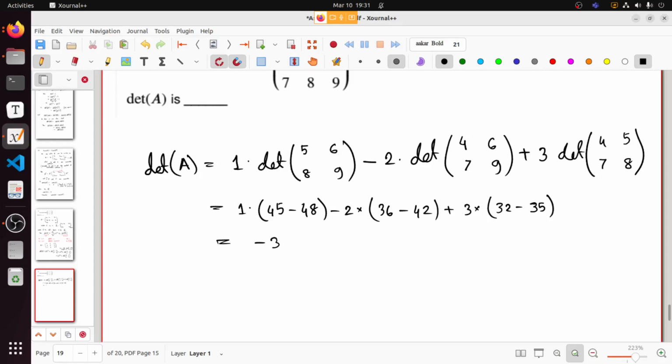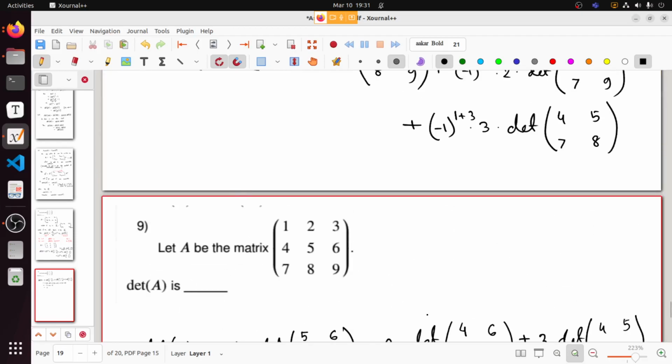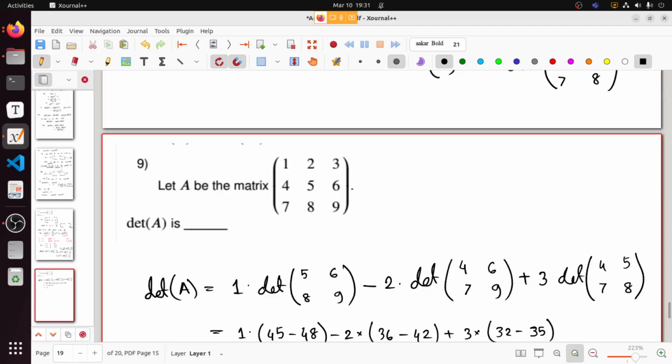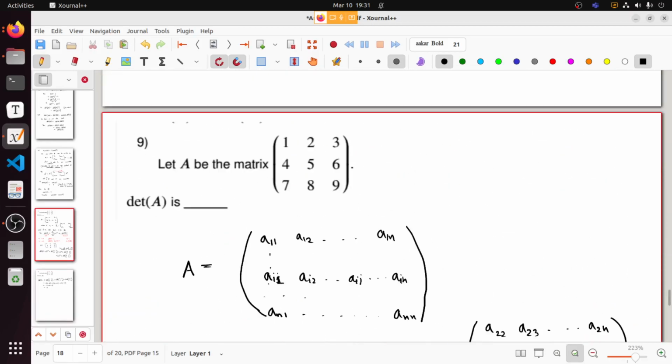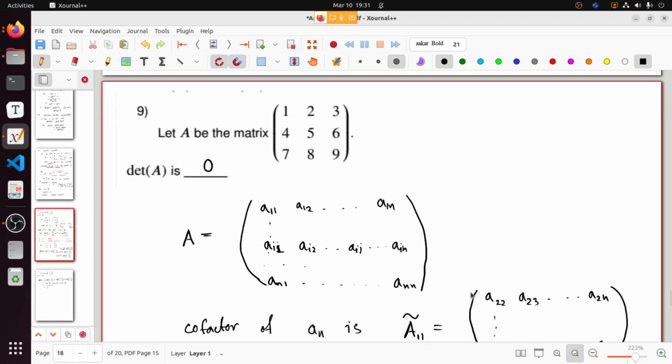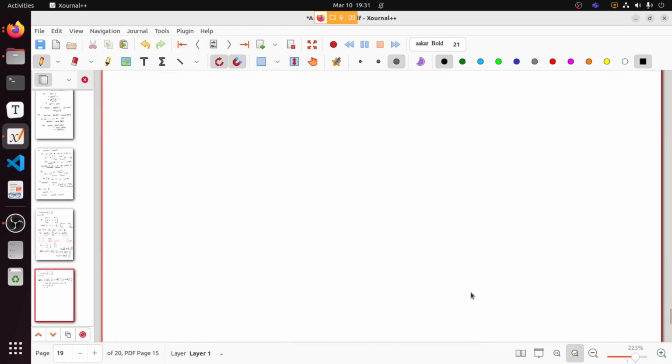Now it is plus 12, and 3 times minus 3 is minus 9, right? If you add up, you will get 0. So the determinant of A is 0. So the answer to question number 9 is 0. Right. So question number 9 is done. Let's move to question number 10.